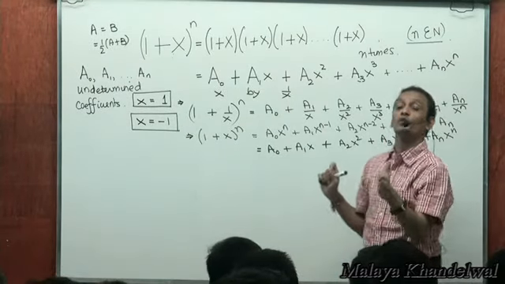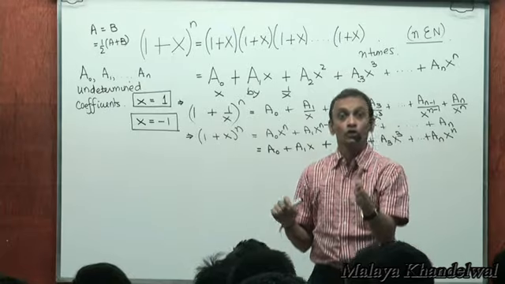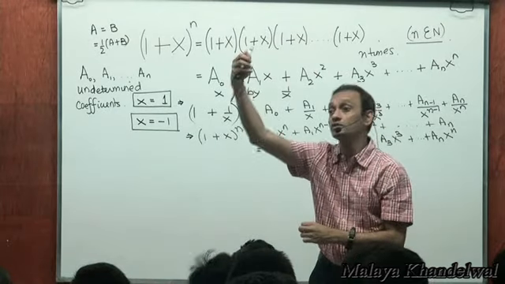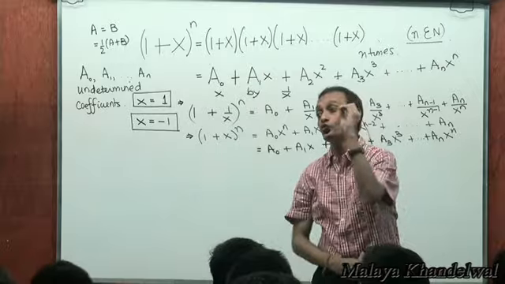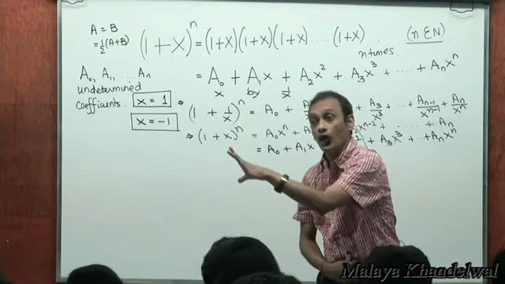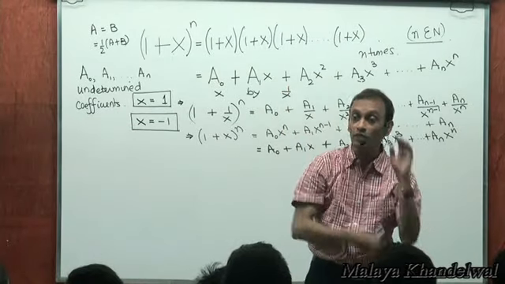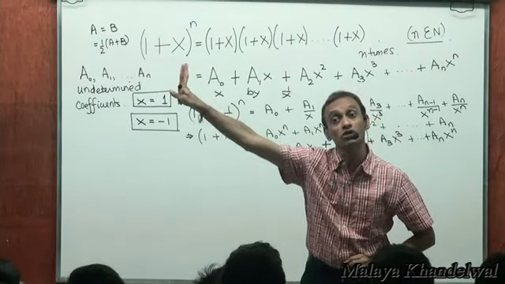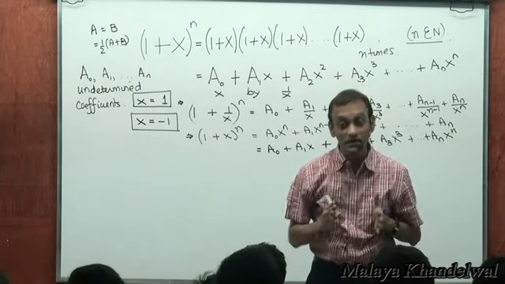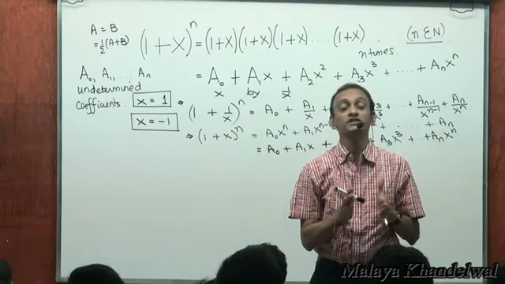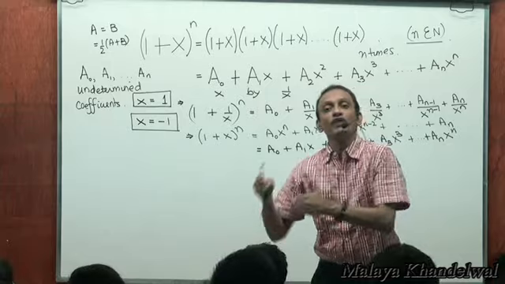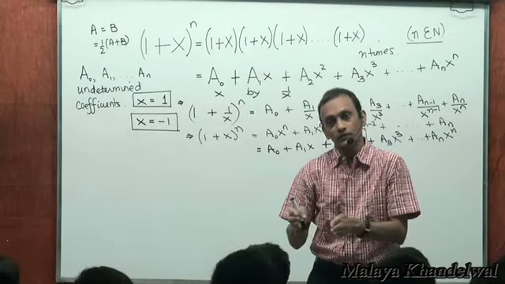And if two polynomials are identical, then the coefficient of x power k in one polynomial will be equal to the coefficient of x power k in the other polynomial. That means we can equate coefficients of equal powers of x on both sides, right?